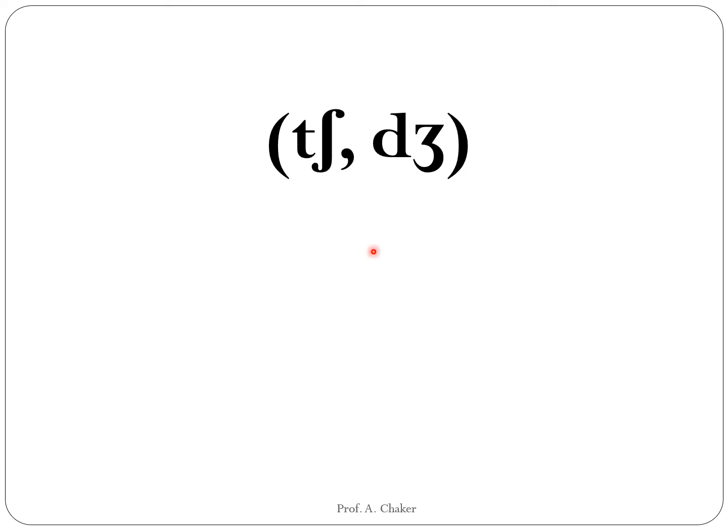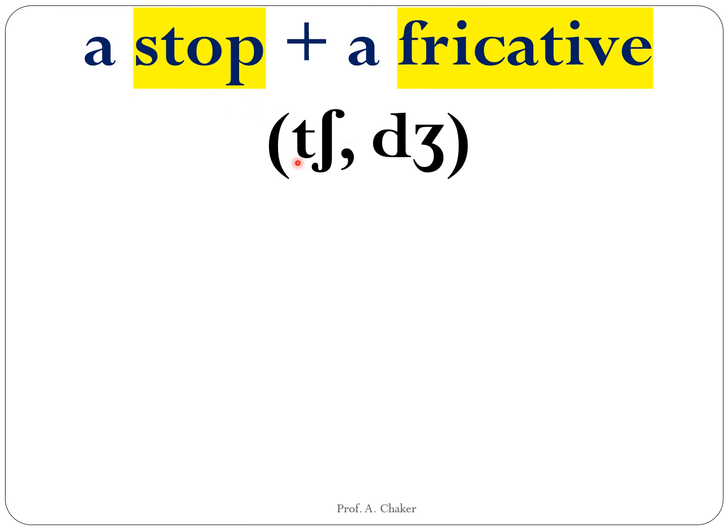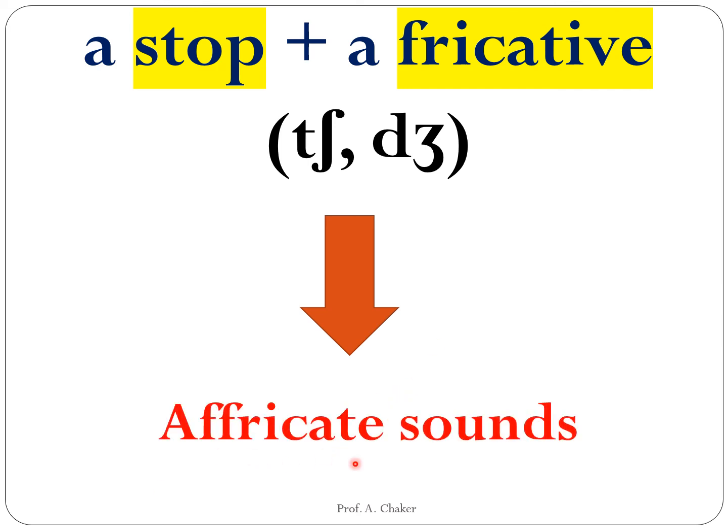Ch and j. When we pronounce these two sounds, what happens? There is a movement from a stop to a fricative. You see, t is a stop, sh is a fricative. So you move from a stop to a fricative. These two sounds are called affricates or affricate sounds. Some people call them affricative sounds. So affricates or affricative.